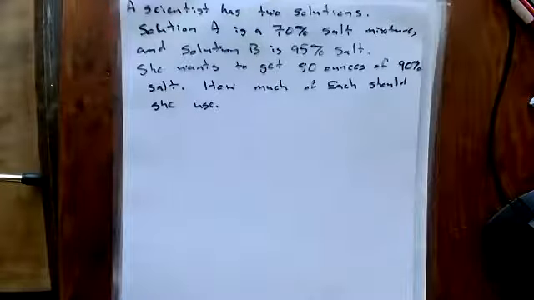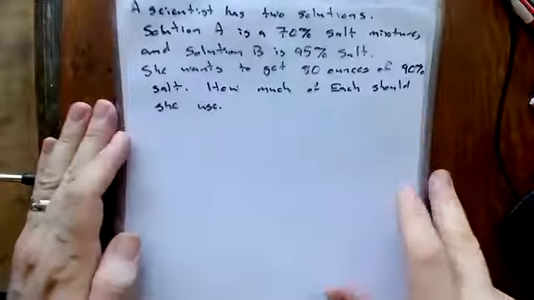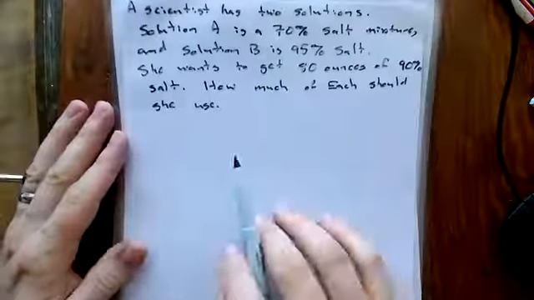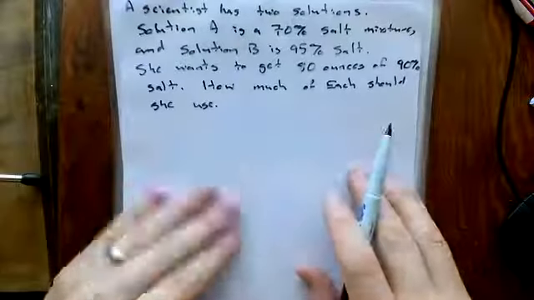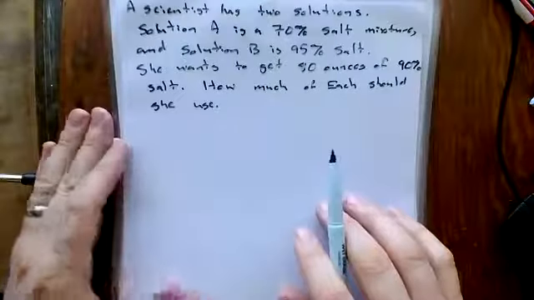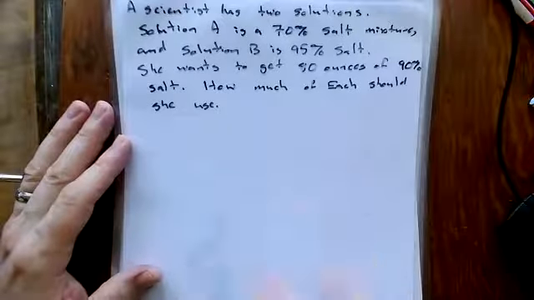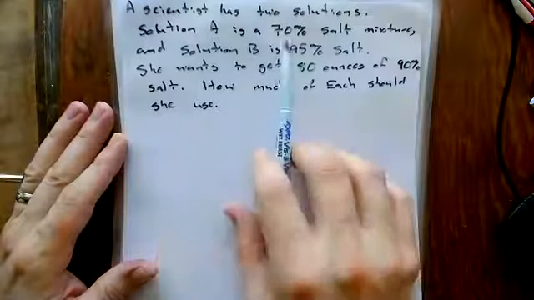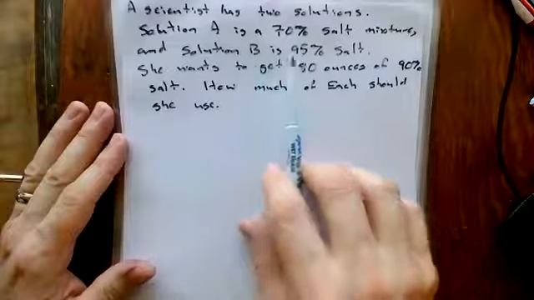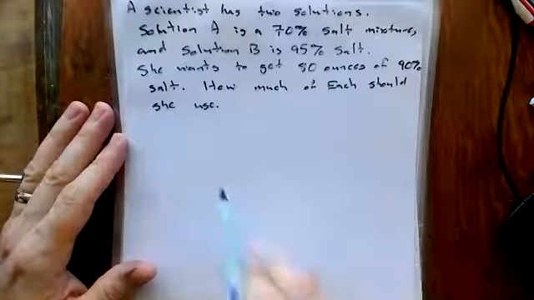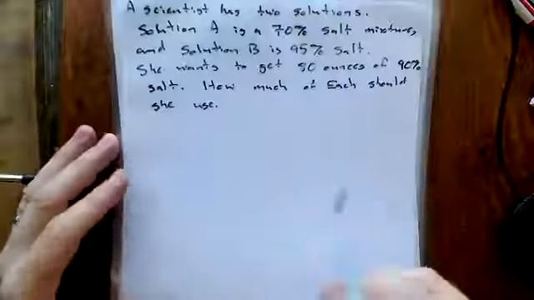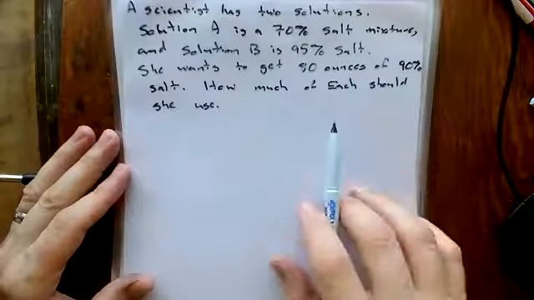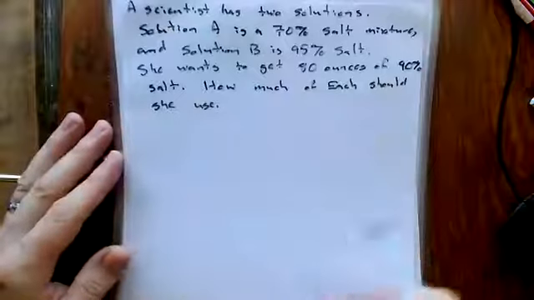Okay, so we're going to be talking about finding the solution to what we call a mixture problem. This is where we're mixing two different solutions and we're trying to come up with one specific type of mixture. So here we've got a scientist with two solutions. One is 70% salt, the other one is 95% salt. And when she puts these two things together, she wants to get a grand total of 80 ounces with a saturation of 90% salt.